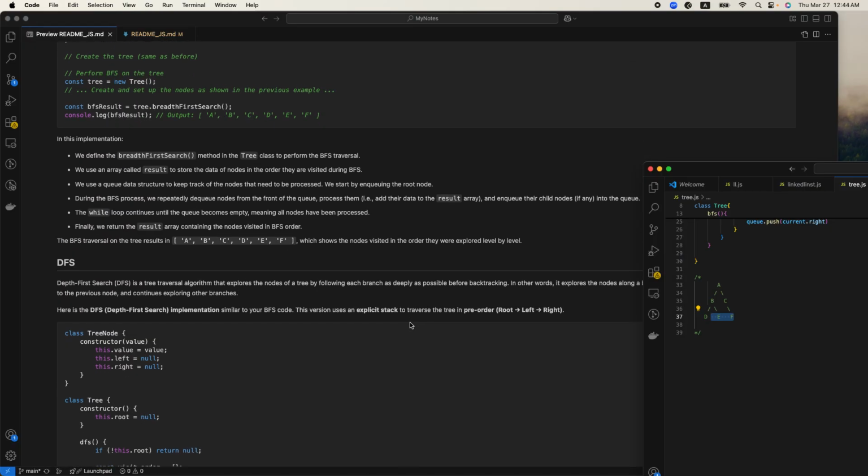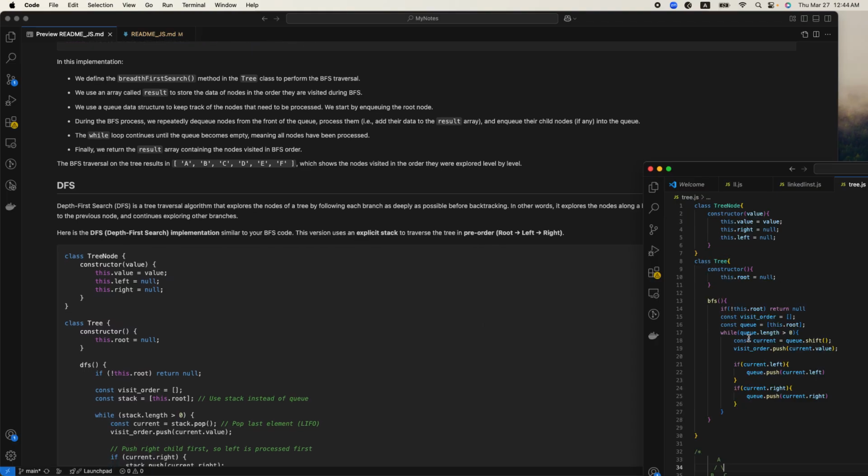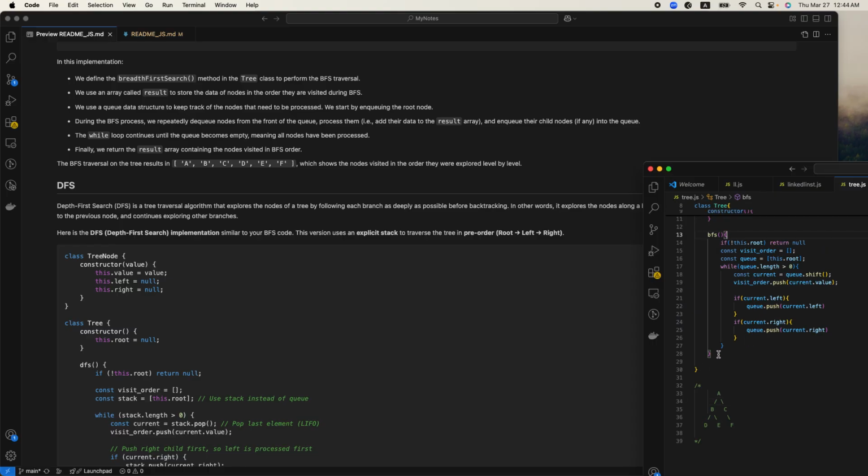However, today we study DFS, which is also a tree traversal algorithm that explores the nodes of a tree by following each branch as deeply as possible before backtracking. So instead of finishing level by level, it starts from the root node and goes either to the left or to the right. It goes until the last node in the tree, the leaf node, and then starts backtracking. So let's write the same example that we used for BFS, now with DFS as well, and let's see what the differences are.